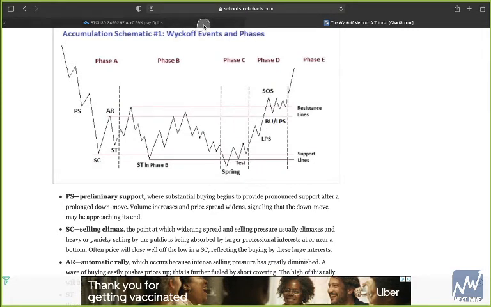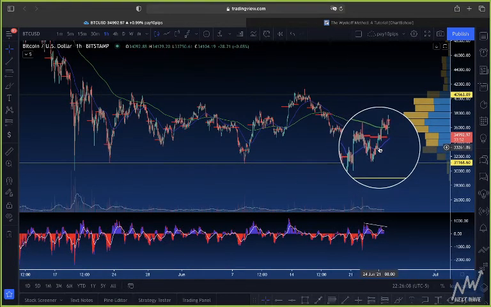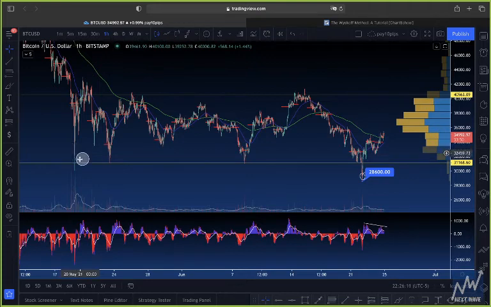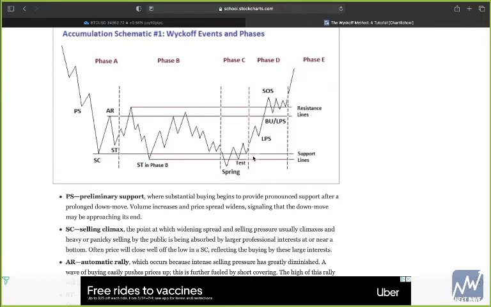And if I go onto Bitcoin, you can see how that looks very similar. You can see the automatic rally, the secondary test in phase B. We'll look at that again real quick. So you can see how this is all very similarly playing out. And like I said, I think we're right here.